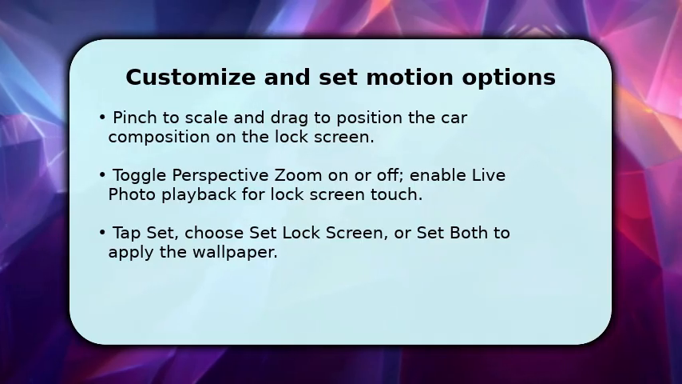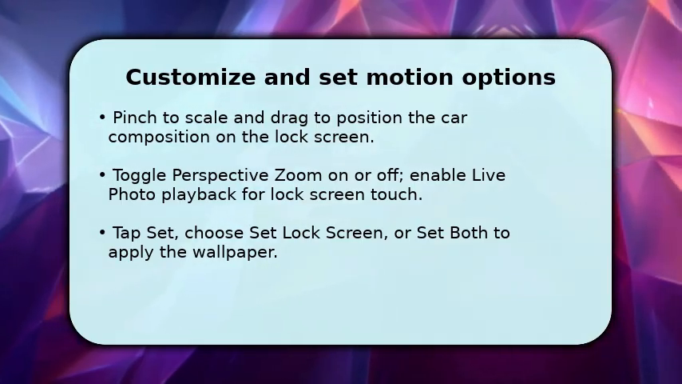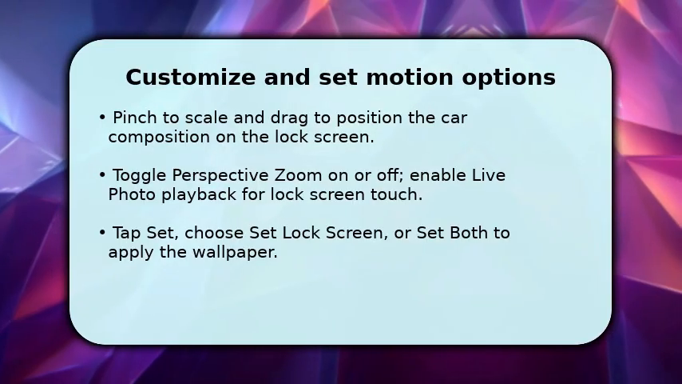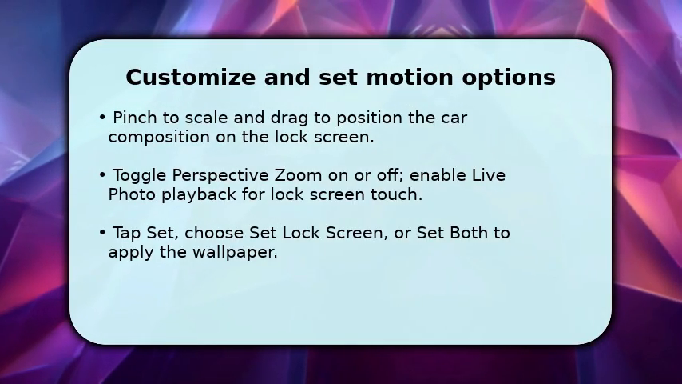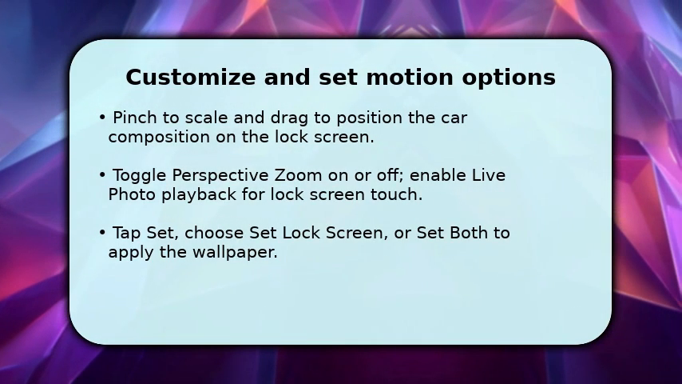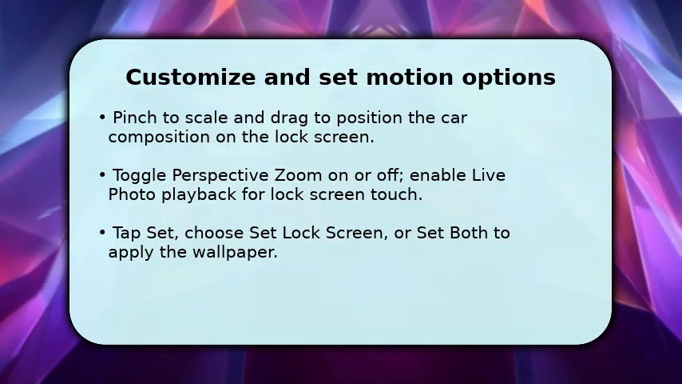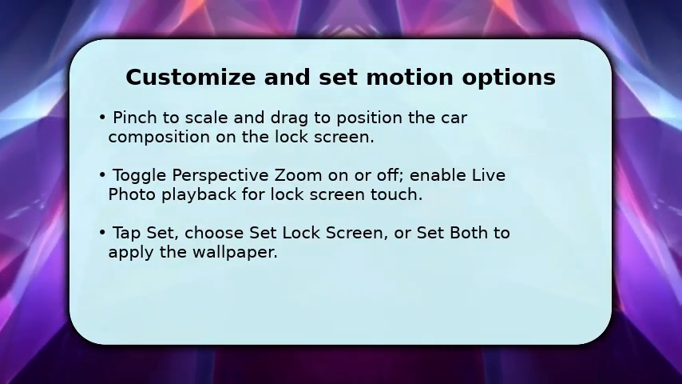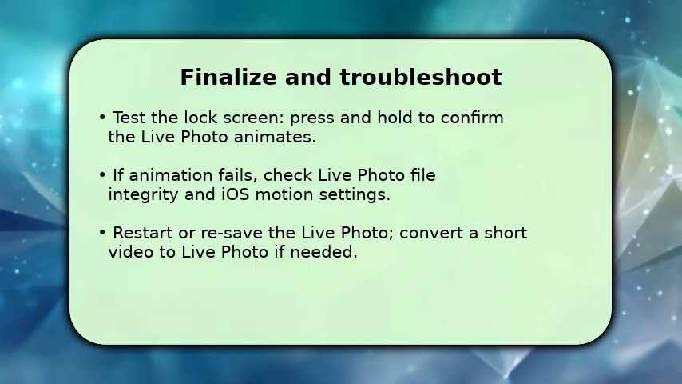Make sure Live Photo is active so a press plays the motion on the lock screen. This is why you started from photos rather than a static image. When satisfied, tap Set and choose Set Lock Screen or Set. You're almost done. Press and hold the lock screen to verify the car comes alive.